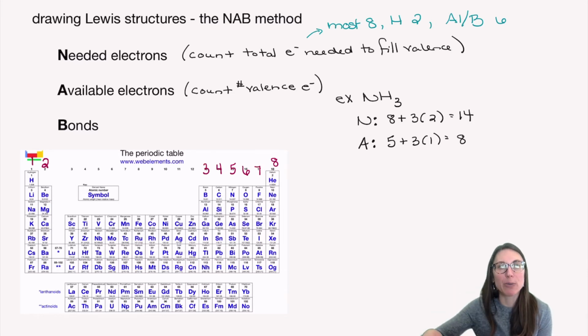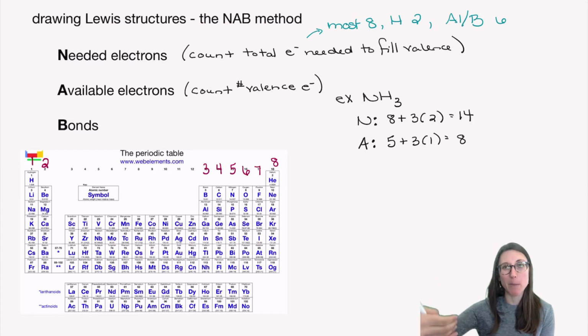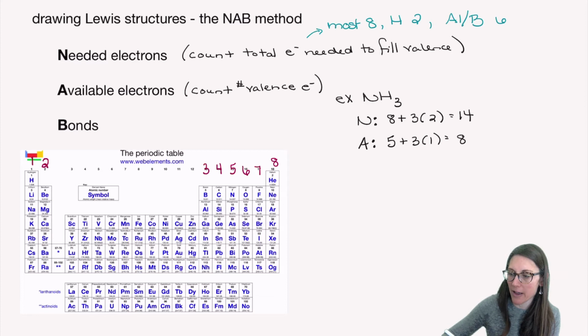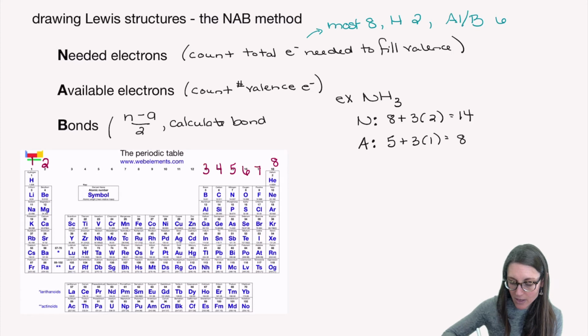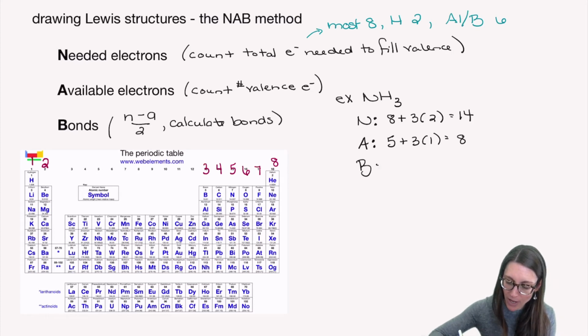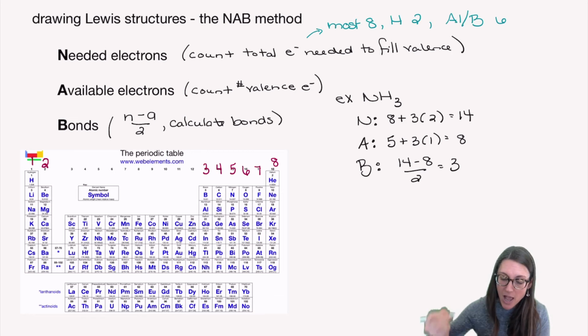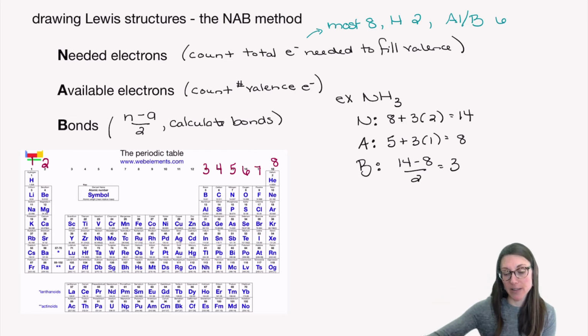Okay, how does this relate to the number of bonds? We have to share electrons to make those number of available electrons match the needed. So there's a nice sweet little formula to figure this out. You're going to take the number of needed electrons, subtract the number of available electrons, divide by 2. And that will calculate the number of bonds that your molecule has. So in this case, my number of bonds will be 14 minus 8 divided by 2. That's 6 divided by 2. That is 3. So I know that I'm going to have 3 bonds in this molecule.